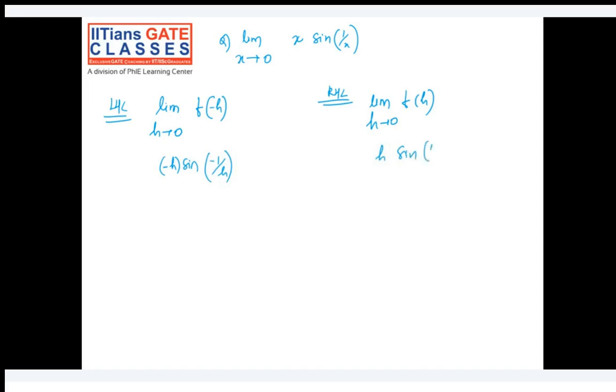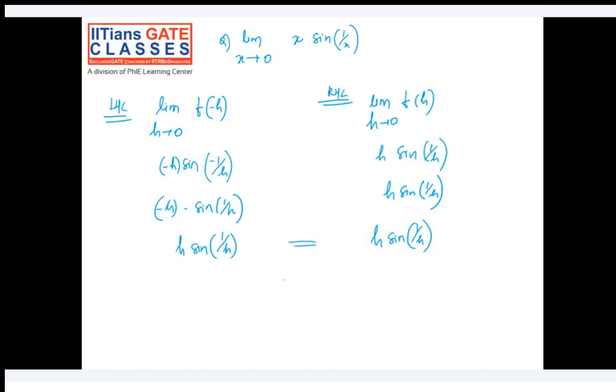Minus h as it is, and sine of minus x is minus sine x, so it's a minus sine of 1 by h. Minus minus will become plus, so h sine of 1 by h. And here again h sine of 1 by h. So in short, your left hand limit is equal to the right hand limit. So the limit exists. But if I ask you to calculate the value of the limit, can you calculate it?